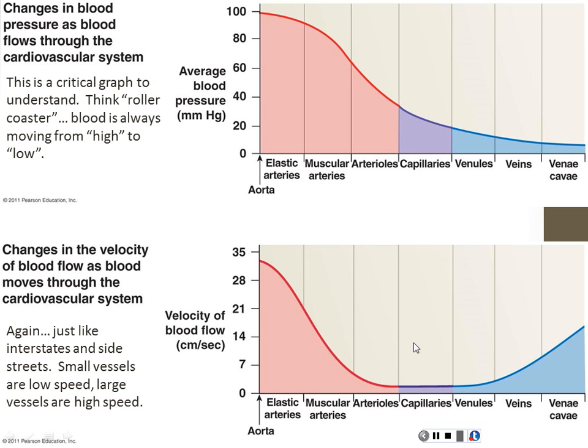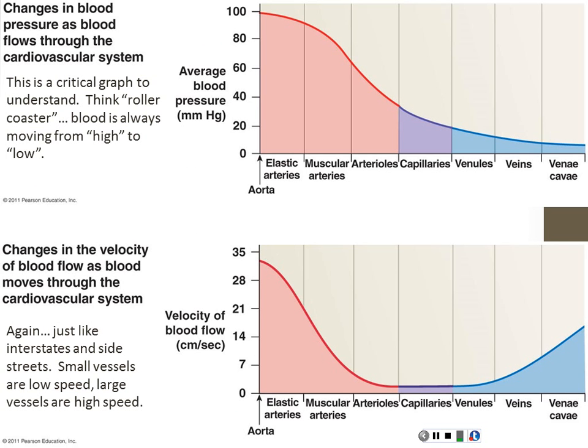And then the last graph, I think it's the last one, yes. The last graph is velocity. And again, this is just like our street system. On I-80, you go real fast, right? But on your neighborhood streets, you don't go nearly that fast. The cardiovascular system is arranged in the same way. The big vessels are high speed, okay? So like in the aorta, that's the fastest blood moving through the body. And it's because you've got a ton of blood moving through a relatively small vessel, so it's really flying through.